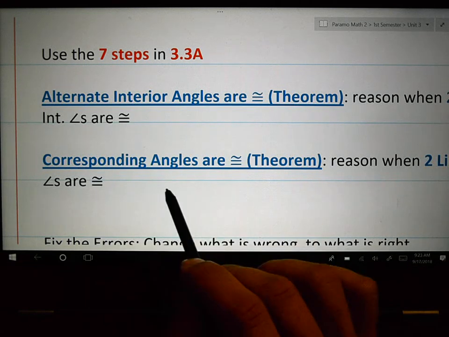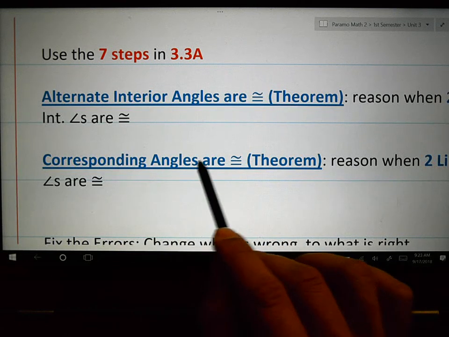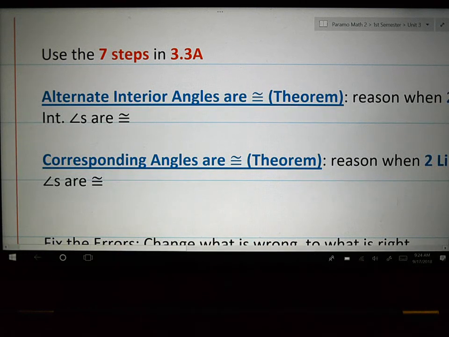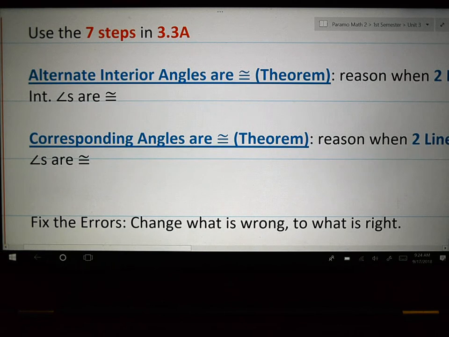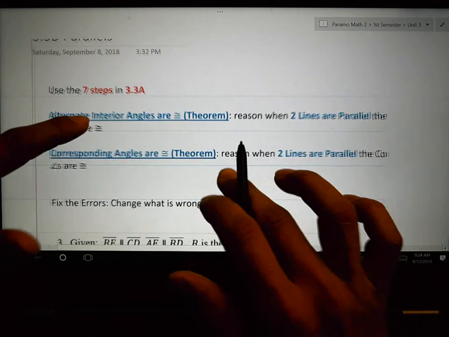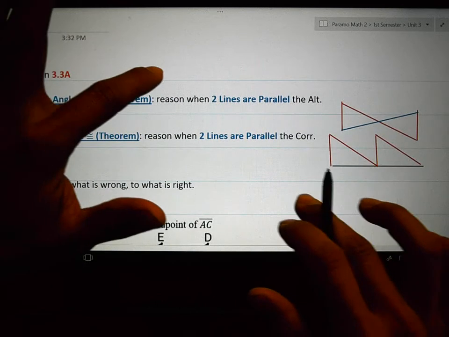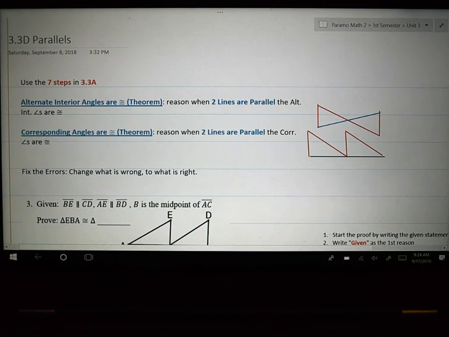The other thing that we will use is the corresponding angles are congruent or the corresponding angles theorem. I would accept either one as a reason why two angles are congruent. I think the hardest part for most of you will be, well, which one's which? How do I know which ones are which? And that is why I asked you to draw these two sketches.